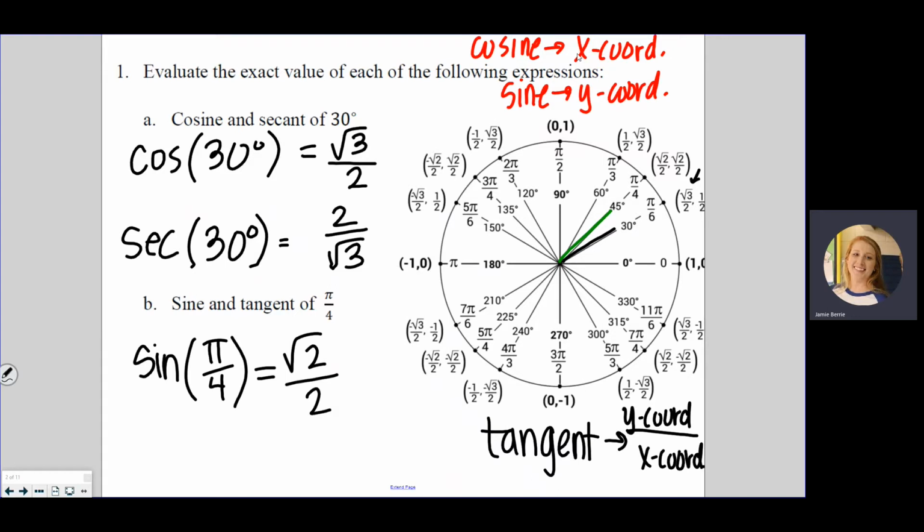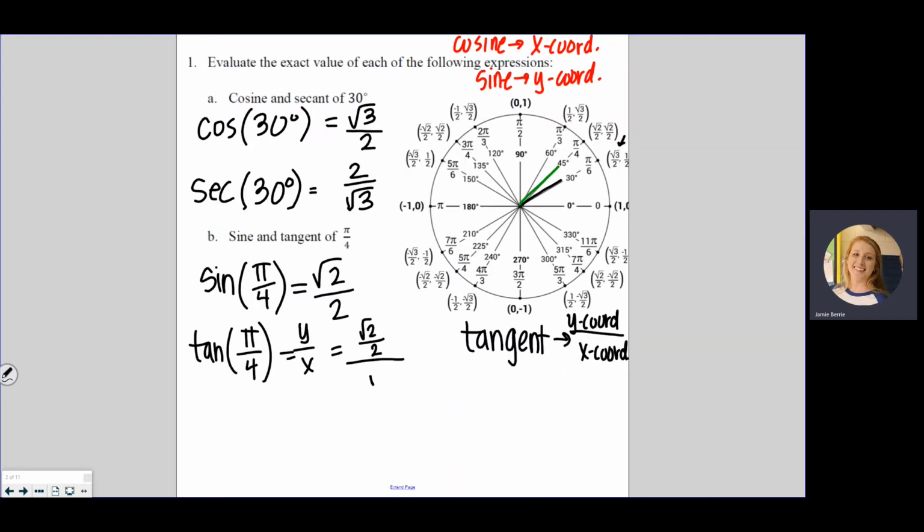All right, so tangent of pi over 4. So that's y over x. Go to your angle of pi over 4, right here in green. So it's y over x. So square root of 2 over 2 over square root of 2 over 2. Now, these are the same, so they're just going to cancel out and become 1. But if you were doing this and they weren't the same, you'd have to do keep, change, flip. But we know that these are exactly the same, so they cancel out and become 1.